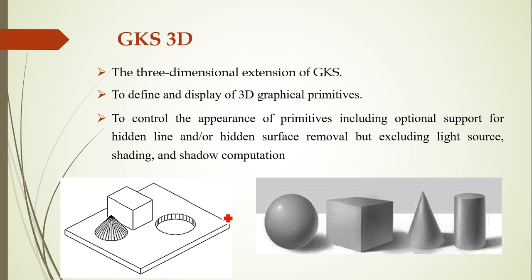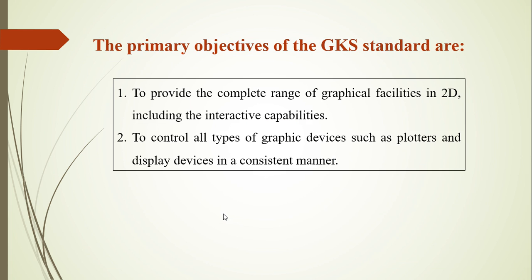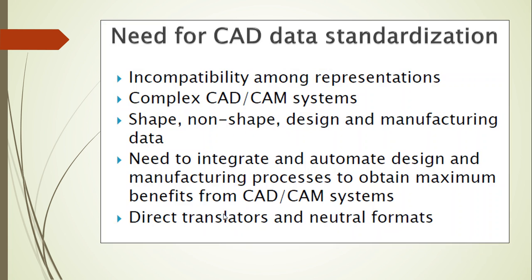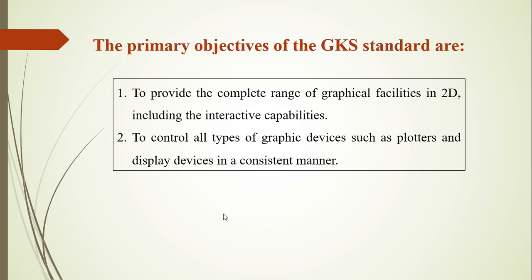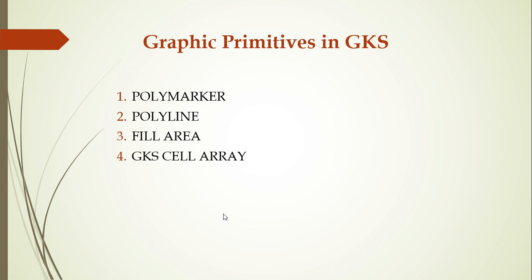So once again we have discussed the graphic kernel system, and in this particular video I'm going to conclude here with GKS. In GKS we have discussed what is meant by GKS. We have discussed the primary objectives. We have discussed the layers of GKS. It's a very important thing while writing your answer in the university exam. You have to draw this. Again, you could explain various primitives which are available within the GKS. Okay, and that's all.